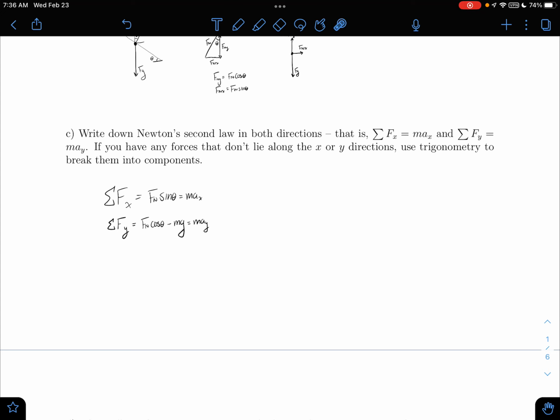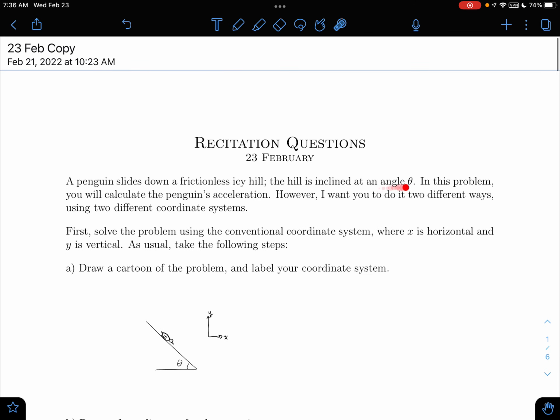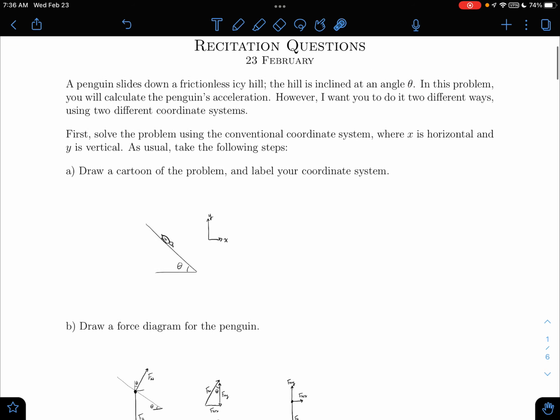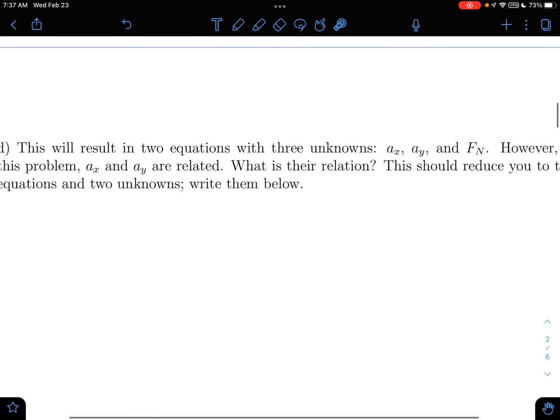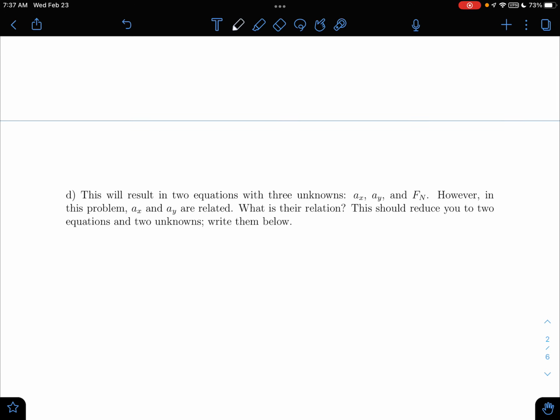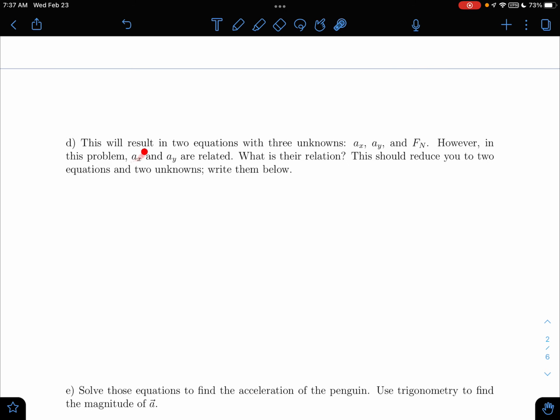But we have our two equations, and we have 1, 2, 3 unknowns. Because technically we know theta. It says it's an angle theta. That's a given piece of information. And also, we're going to assume the mass of our penguin is given as of right now as well. And then we know g, obviously. So 2 equations, 3 unknowns. So now we have to relate our ax and ay, because as of right now, we don't have enough equations to solve for our acceleration. So we have to figure out how they're related.